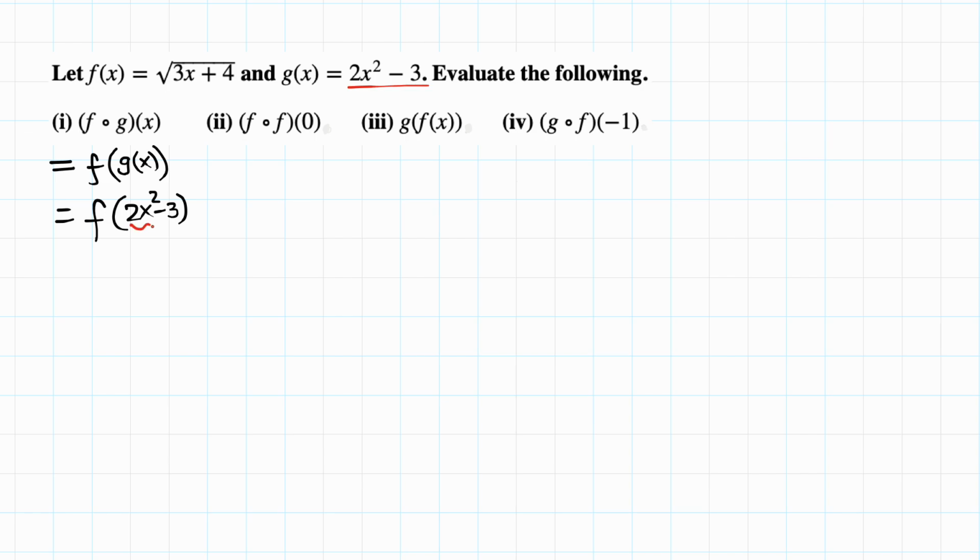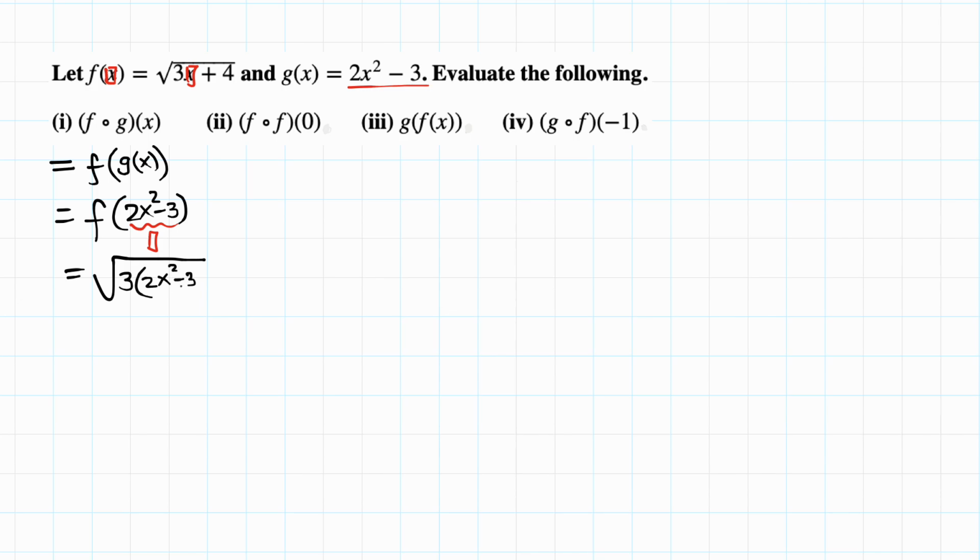Now we need to think of this whole thing as the input. f of some input, let's say x, or some input, let's say a box. f of input is given here. f of x is the square root of 3x plus 4, which is the same as saying f of any input is the square root of 3 times input plus 4. This is how it works. So f of input uses the square root of 3 times input, where the input is the whole thing here, 2x squared minus 3.